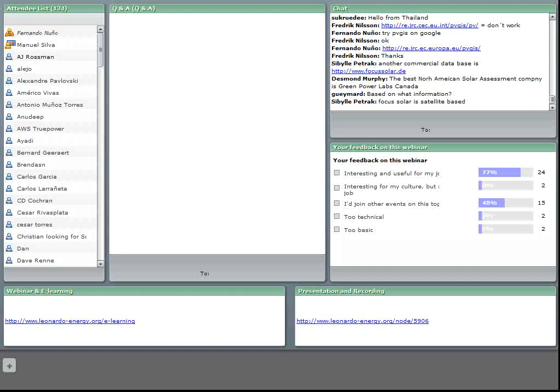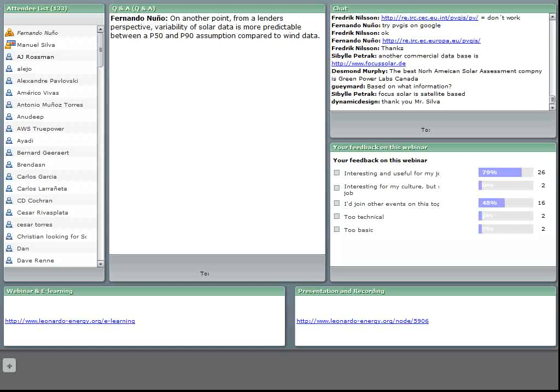So I would like to take advantage of this and send some questions on behalf of a banker. So from a lender's perspective, variability of solar data is more predictable between P50 or P90 assumption compared to wind data. Do you have any feedback on this?